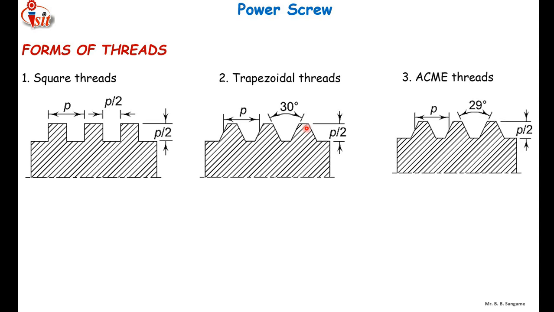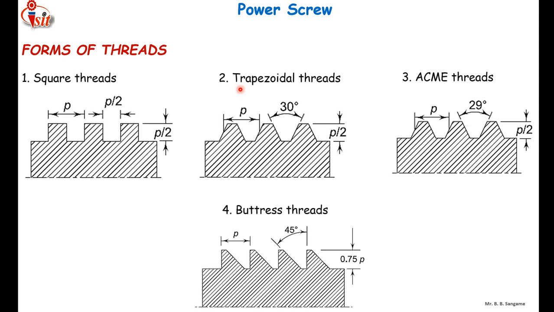One more thread, which is similar to trapezoidal thread, is called as ACME thread. Only the matter of angle. In case of trapezoidal thread, the included angle is 30 degree. In case of ACME thread, it is 29 degree. Both are offering same advantages and disadvantages. If you compare the trapezoidal and ACME thread, both are having same advantages and disadvantages. Only the difference of angle is there.